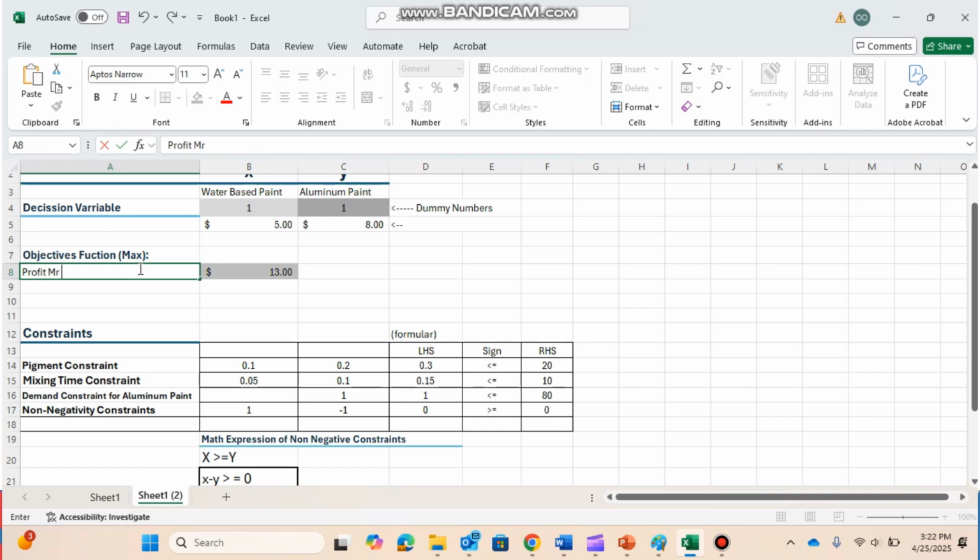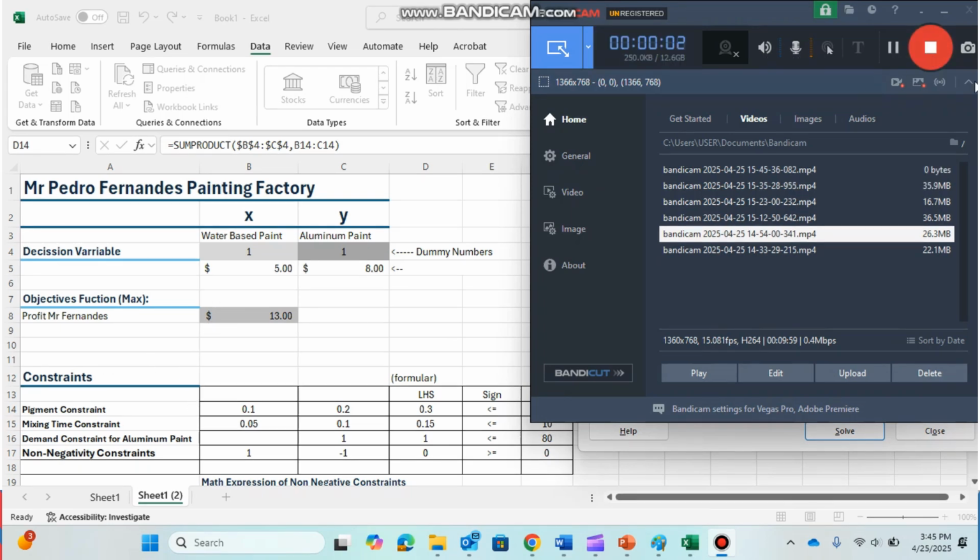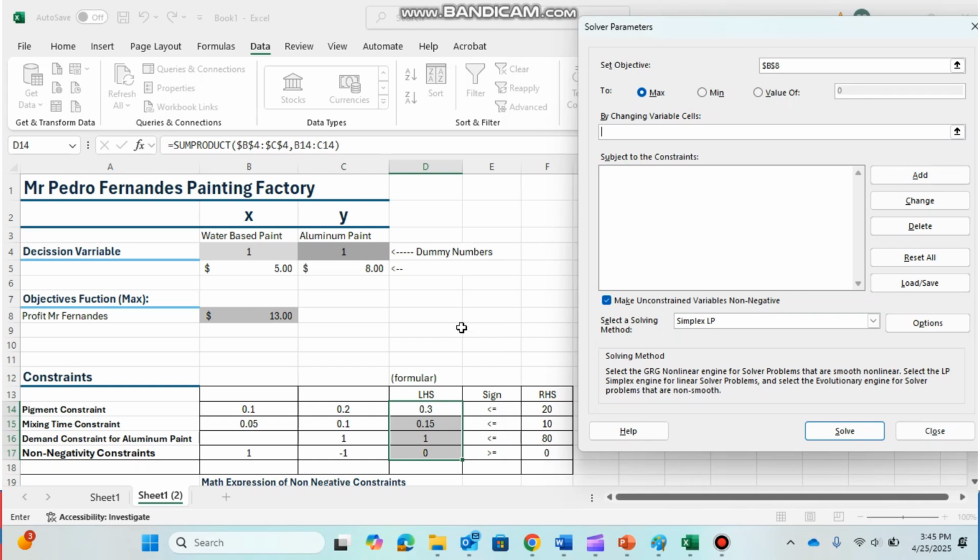Mr. Fernandez. Okay, yeah, Mr. Fernandez. Now we have to include here our objective. Our changing variables are these, so we add this. This is what we are changing. This is the value we are looking for. So here we can also click.